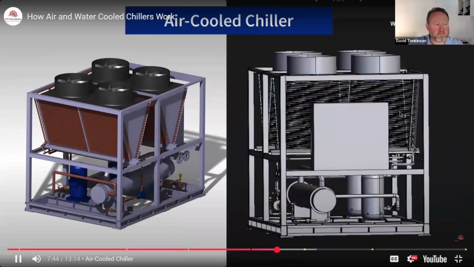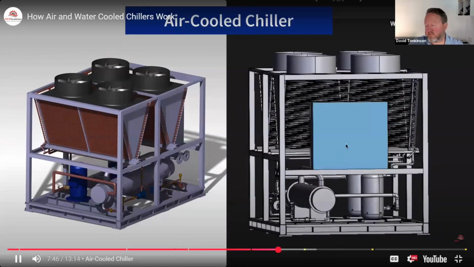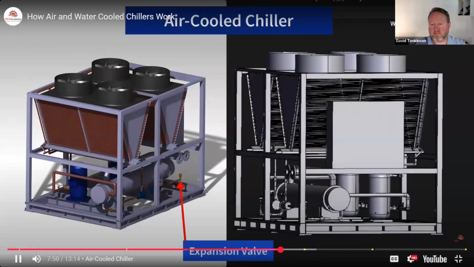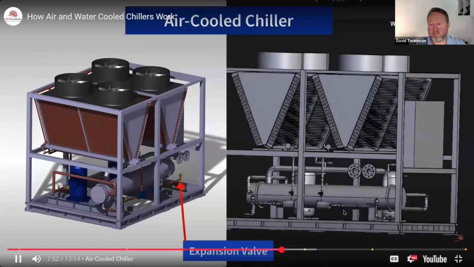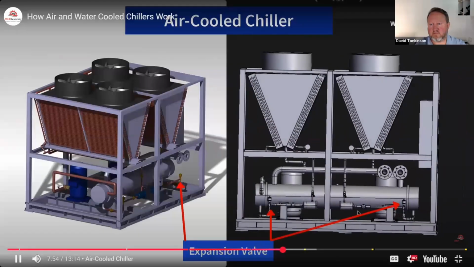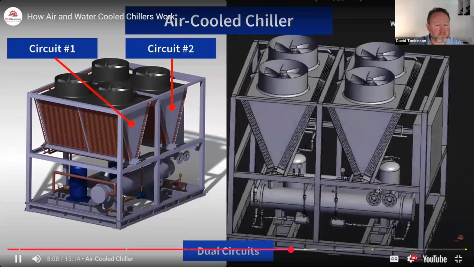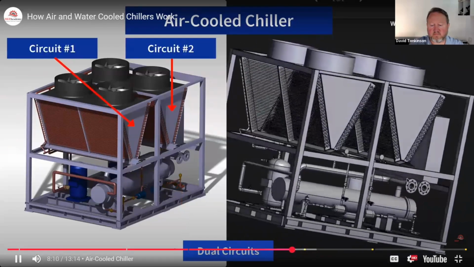Turning this, we can see that we're going to have some expansion valves over here before we go into the evaporator. So it's a dual circuit, meaning we've got two separate circuits. One circuit here with its compressor and another circuit over here. And here's an expansion valve, and an expansion valve here, for the separate circuits. So often you'll have a dual circuit to control capacity.